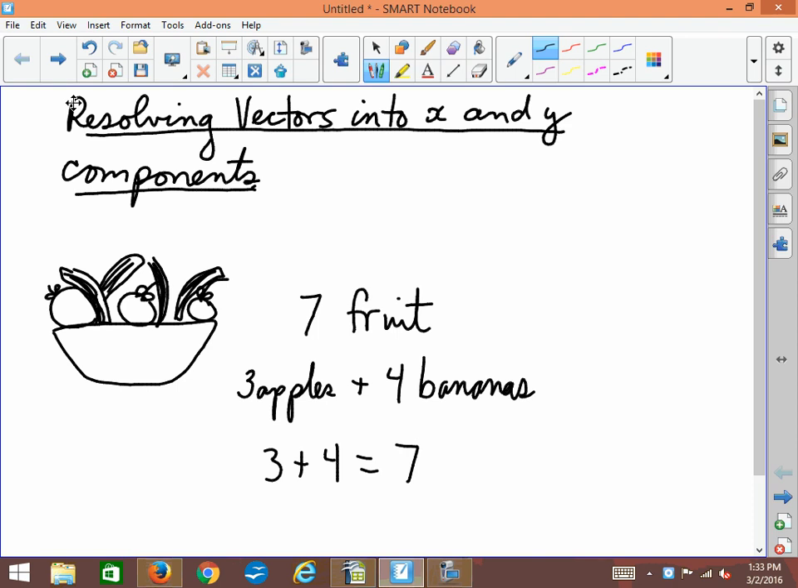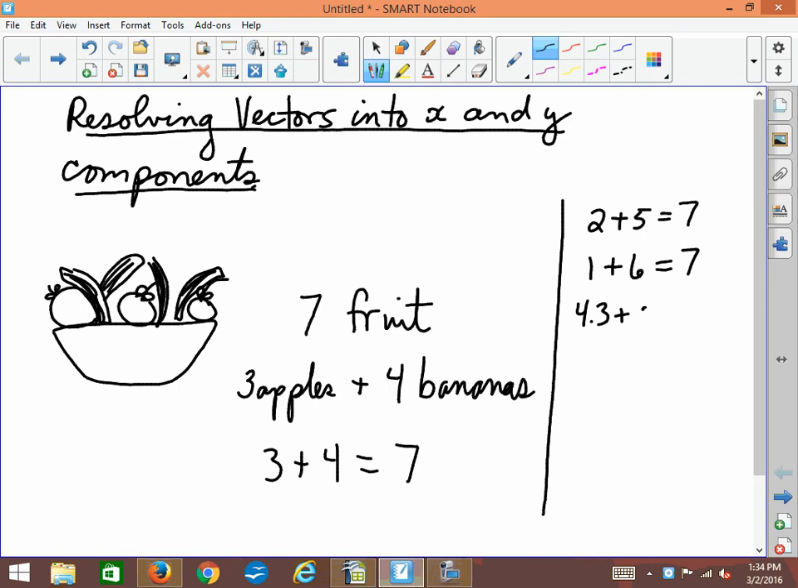And if I use 3 plus 4, well, I have a good reason, because it tells me about the apples and the bananas. Now, in math, I could write lots of ways to get 7. I could say 2 plus 5 is 7. And that's a true statement. But according to my bowl of fruit, that has no meaning. It doesn't help me. It's useless. I could say 1 plus 6 is 7. And that's true too, but that is no information that's useful. I could go 4.3 plus 2.7 equals 7.